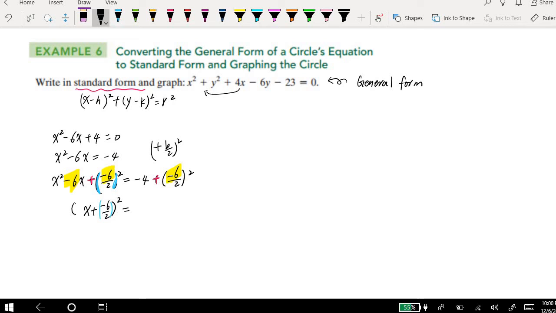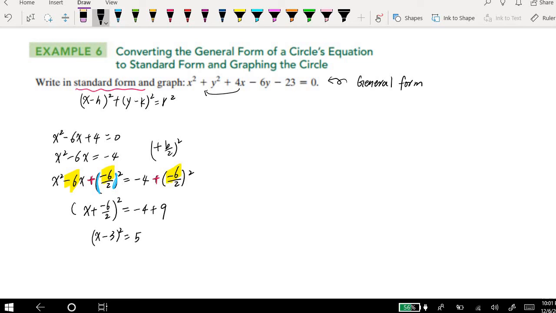Okay, and then the right side, we're going to simplify this. That will be negative 4. So in this case, negative 6 over 2, that's just negative 3, and then negative 3 squared, that's just plus 9. Once we have this, we can simplify it. That will be (x minus 3) squared equal to 5.